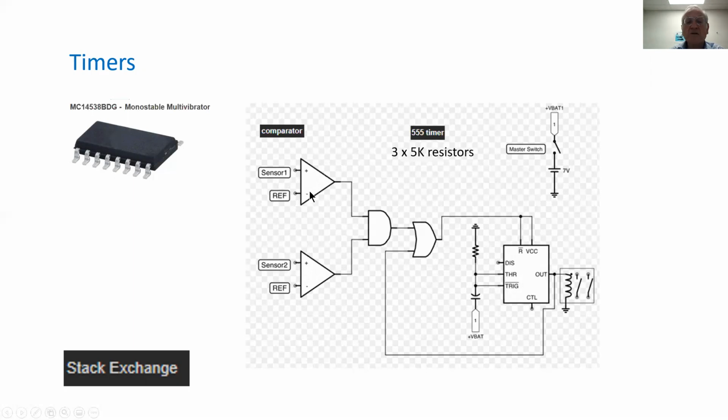This is a comparator: once the sensor data over here exceeds the reference, it's going to output 1 here. And similarly here. When both of these outputs are 1, this is an AND gate, then we're going to have an input here to the OR. When either the feedback that comes here is 1 or this input is 1, then we trigger the timer.